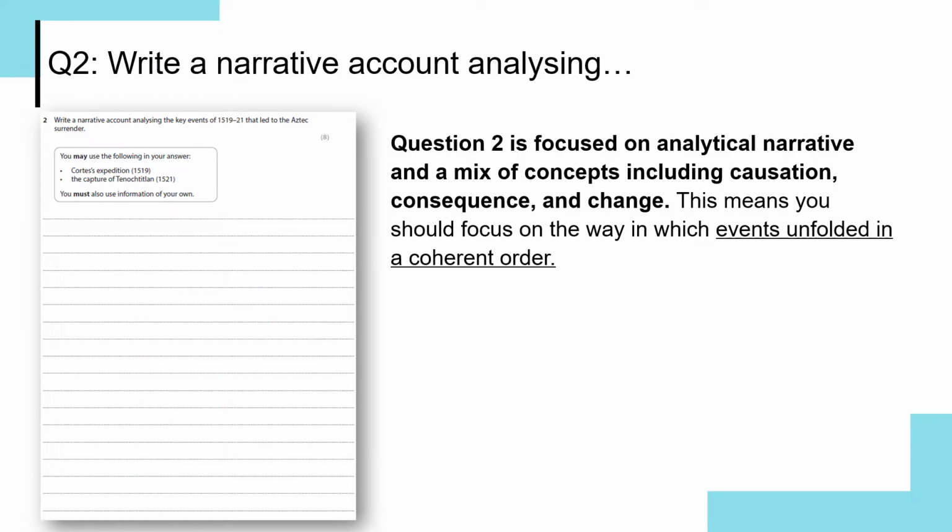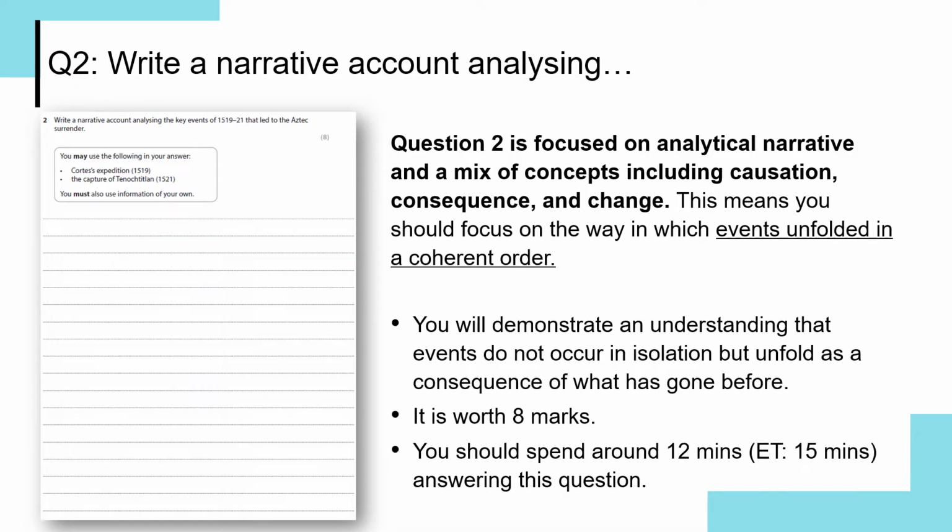So, Question 2 is focused on analytical narrative and is assessing a mix of concepts including causation, consequence, and change. This means you should try and focus on the way in which events unfolded in a coherent, often chronological, order. You will need to demonstrate an understanding that events do not occur in isolation, but unfold as a consequence of what has gone before. This question is worth 8 marks, and you should spend around 12 minutes on it, or 15 if you have extra time.